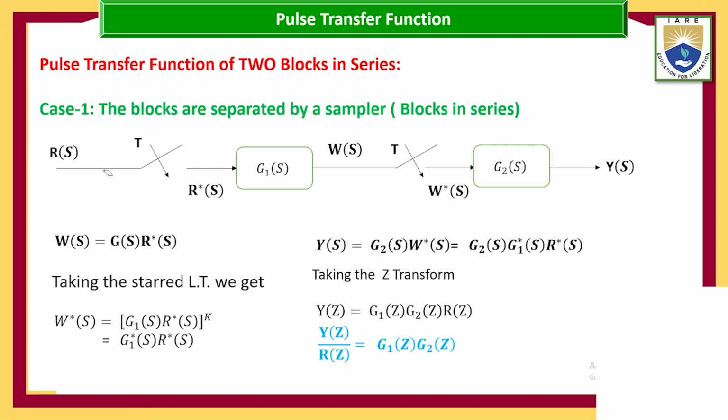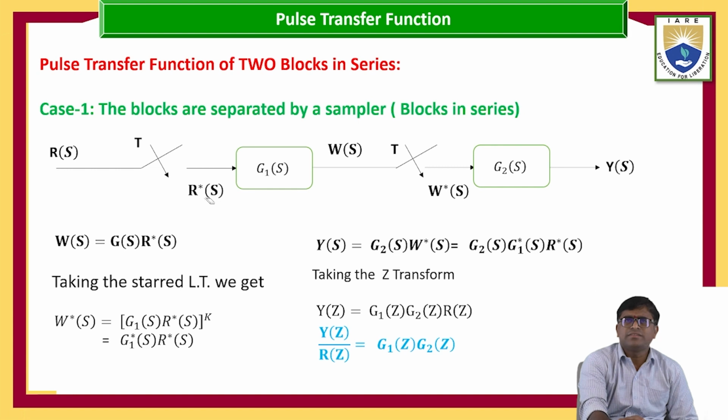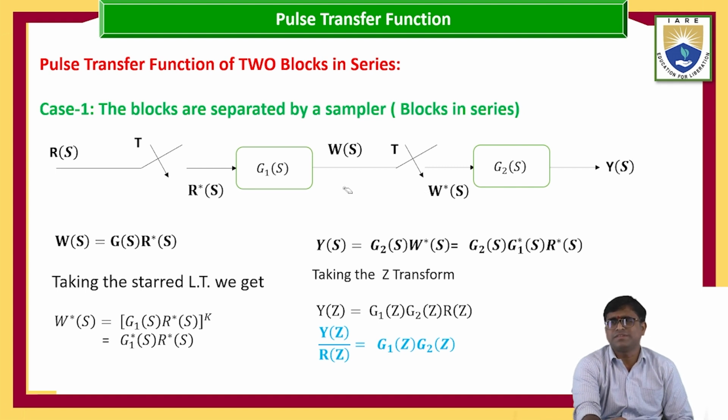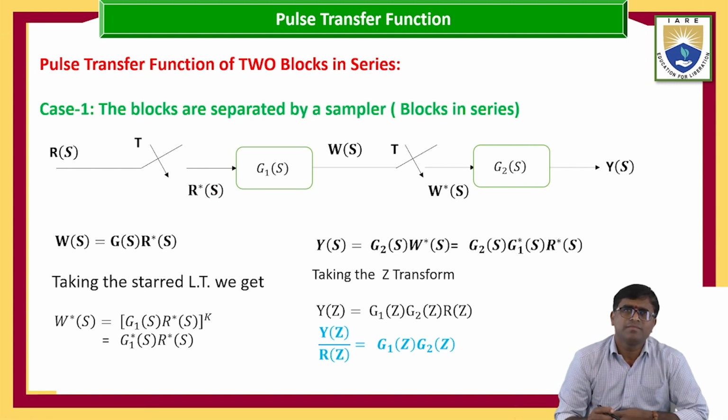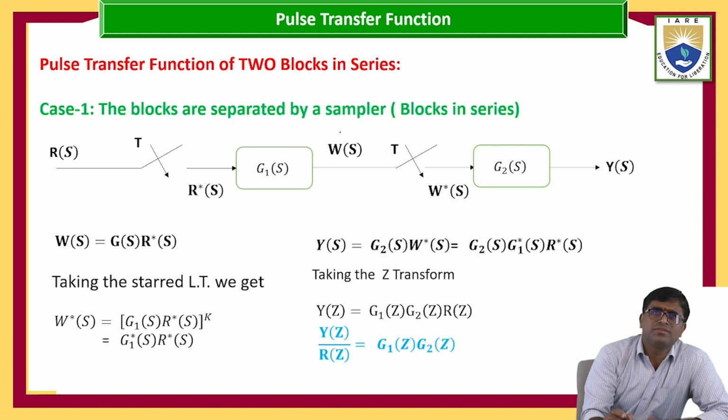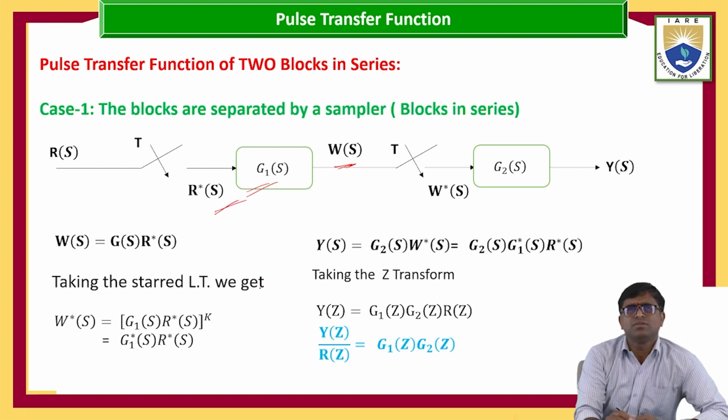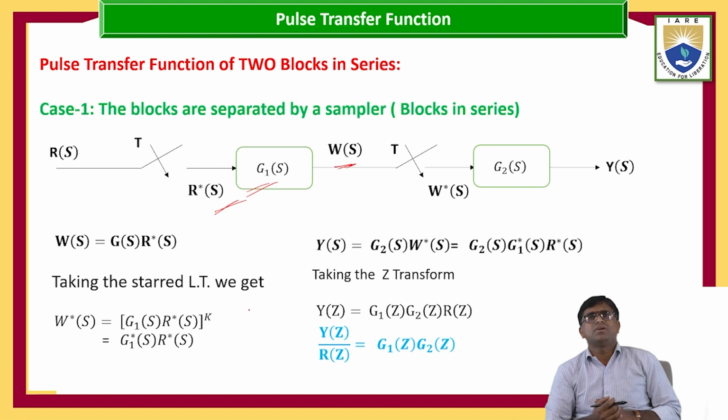Here R(s) is the input, sampled as R star of s. G1(s) is the forward path, giving W(s) and W star of s, which is the output of the first block, and then G2(s) gives the output Y(s), with time signals in t. From the block diagram, what is W(s)? W(s) equals G1(s) into R(s).